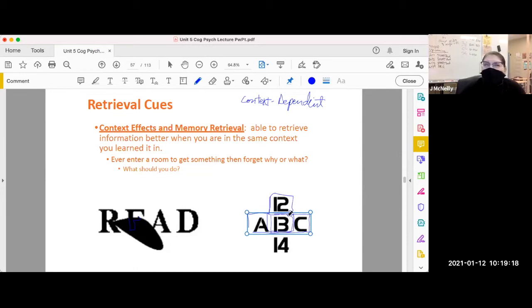In fact, I almost lost out on my last apartment deposit because the person who was writing the check thought that I had written apartment 13 instead of apartment B. So I waited a month and I was like, where's my money? And then they had to resend the whole thing because that's context dependent. They couldn't read my handwriting.